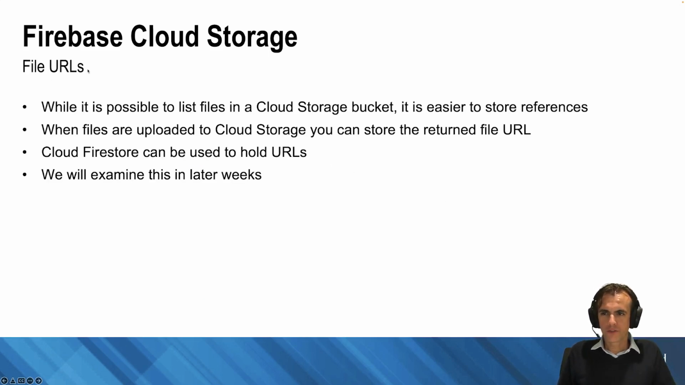Okay, so with these file URLs, it is possible to list the files in a cloud storage bucket, but it's easier for you just to keep track of them. So when you upload a file, let's say a profile pic, because I just used that example for a user, then inside your Firestore database, you can just store a URL as a string for where that image has been stored, and then you can easily access it using that string. And we will see some examples of this later.